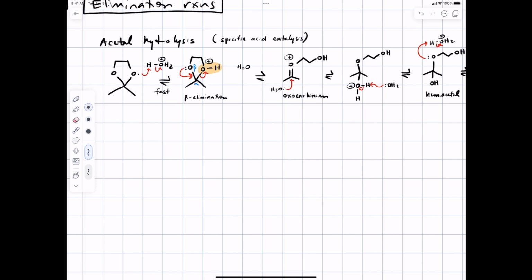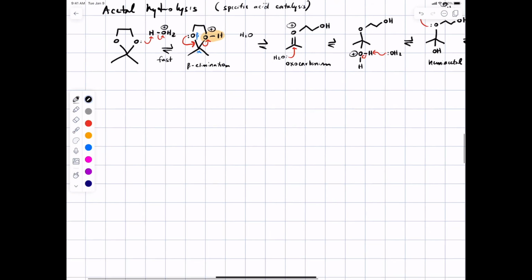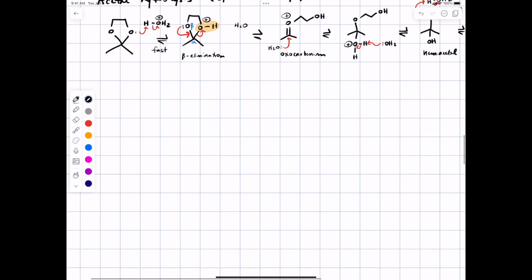Though, if you change your alcohol so that the alcohol becomes a better leaving group, you can start to see some general acid catalysis. I'll give you an example of that in just a little bit.